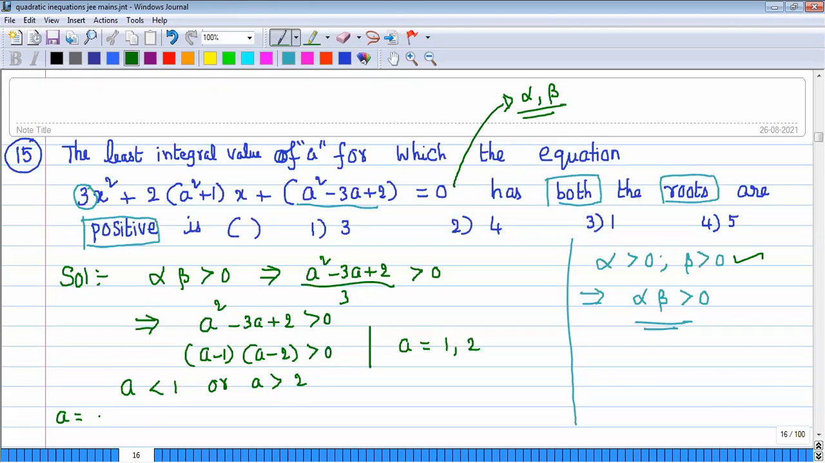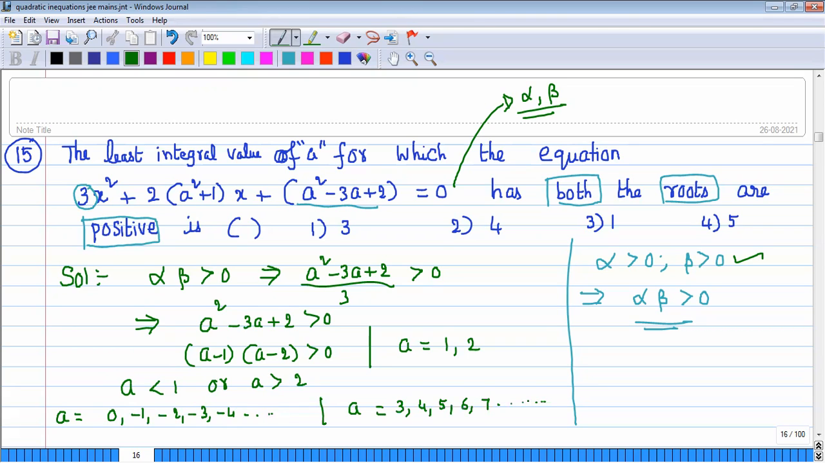Less than 1 means what do you write now? 0, -1, -2, -3, -4, and so on like that. A greater than 2 means a is equal to 3, 4, 5, 6, 7, and so on like that.